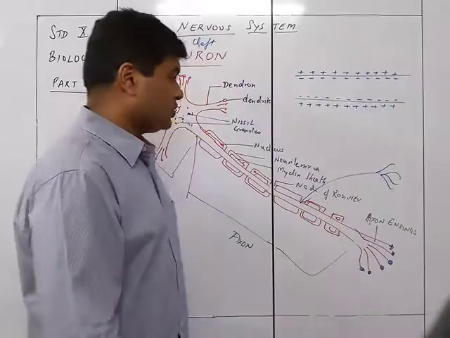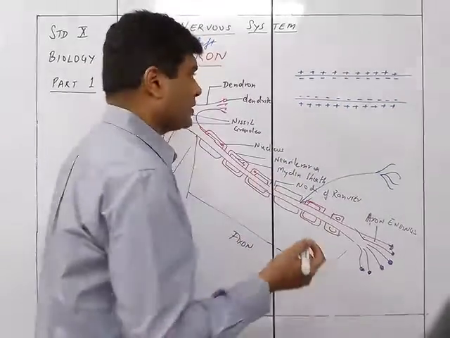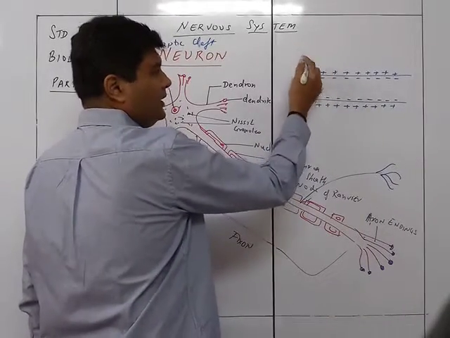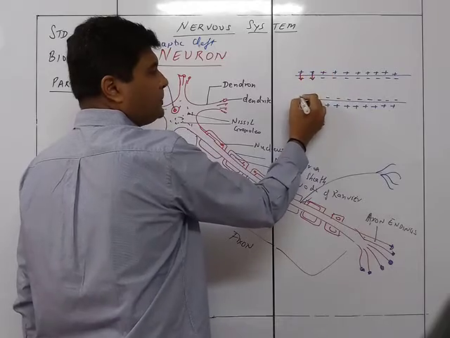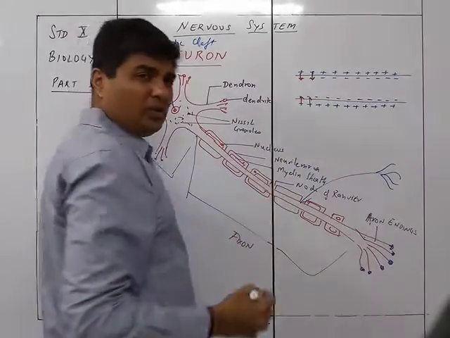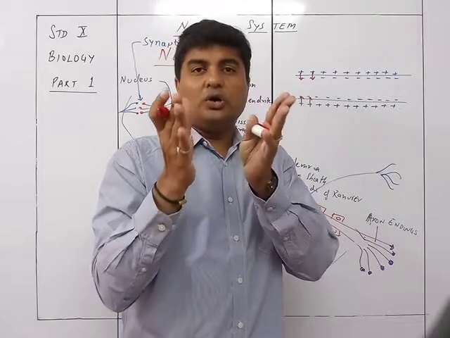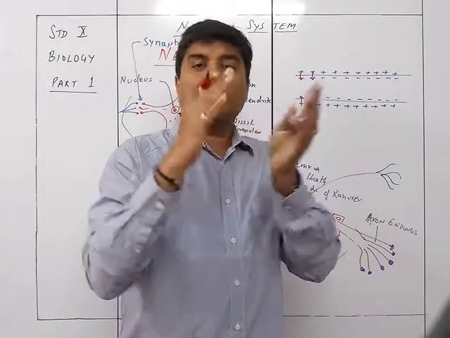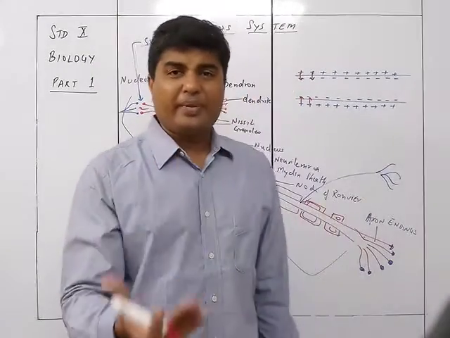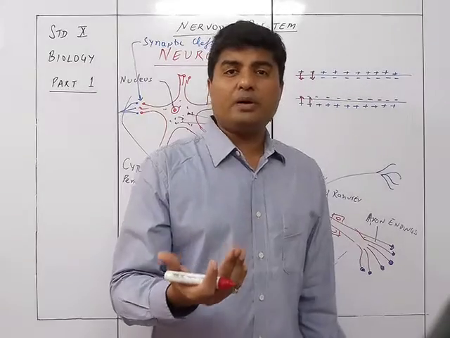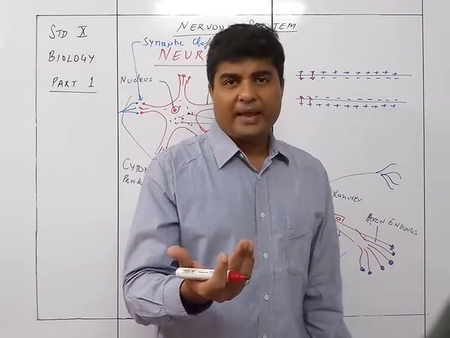So what happens is, as soon as somebody taps, somebody has tapped me, accordingly at that particular point the permeability of the axon's outer membrane changes. The axon's outer membrane becomes more permeable to the sodium ions, and the sodium ions enter into the axon.